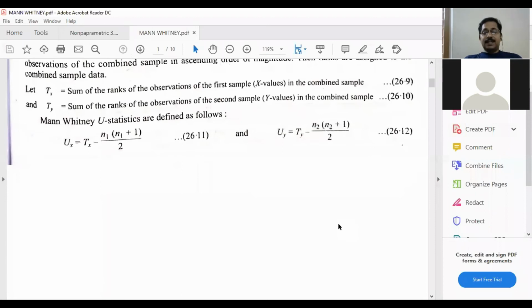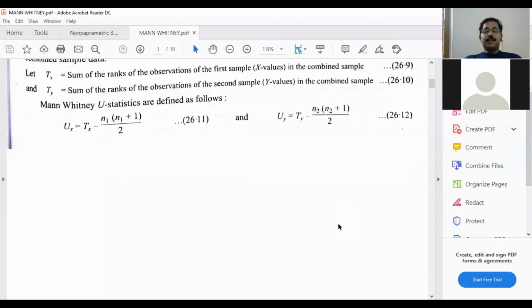Now the Mann-Whitney U statistic is defined as follows. You have two U values. For the x observations you have one U value, called Ux, and for the y values you have one U value, called Uy.